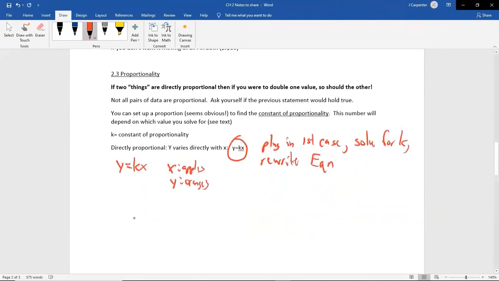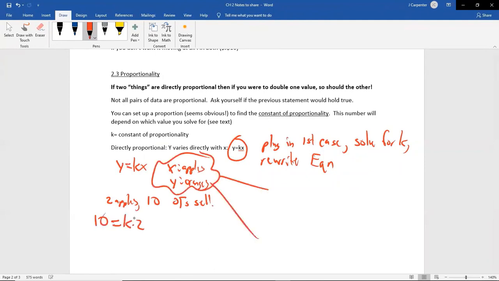And then maybe I say, all right, for every 2 apples, 10 oranges sell. So what you do is you make the apples 2, which was x. So we go k times 2. The oranges are 10, which is the y. This is why we write things like this. This is super important. Otherwise, you might put the numbers in the wrong spots. And then you just take this equation and you solve it for k.